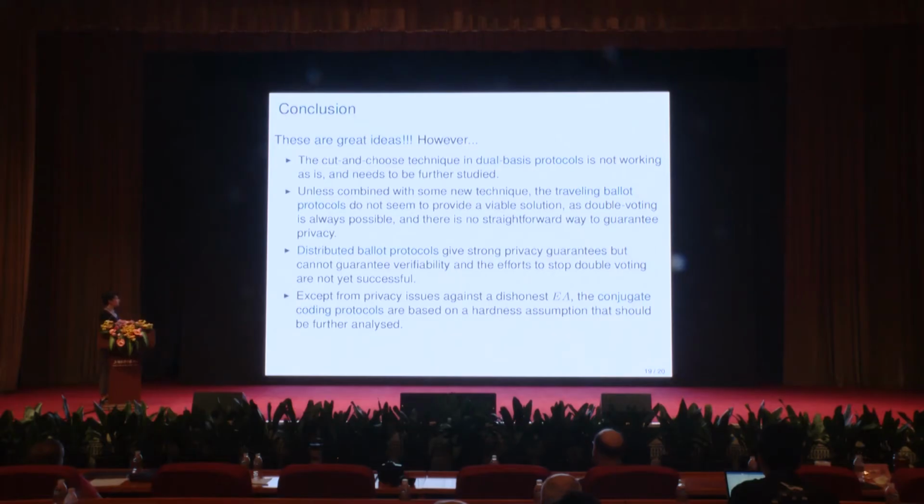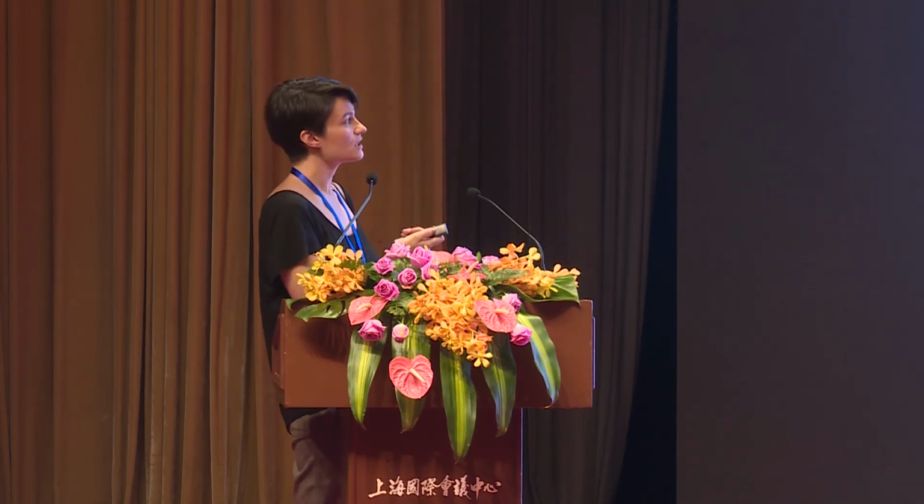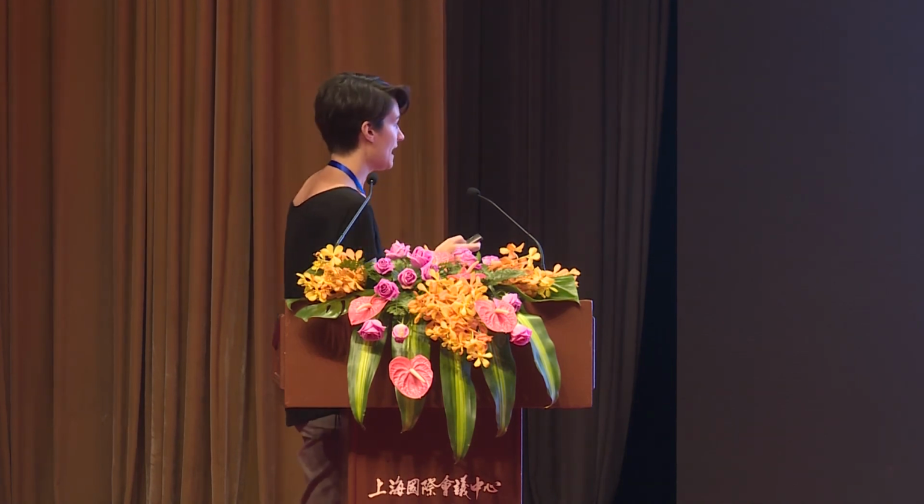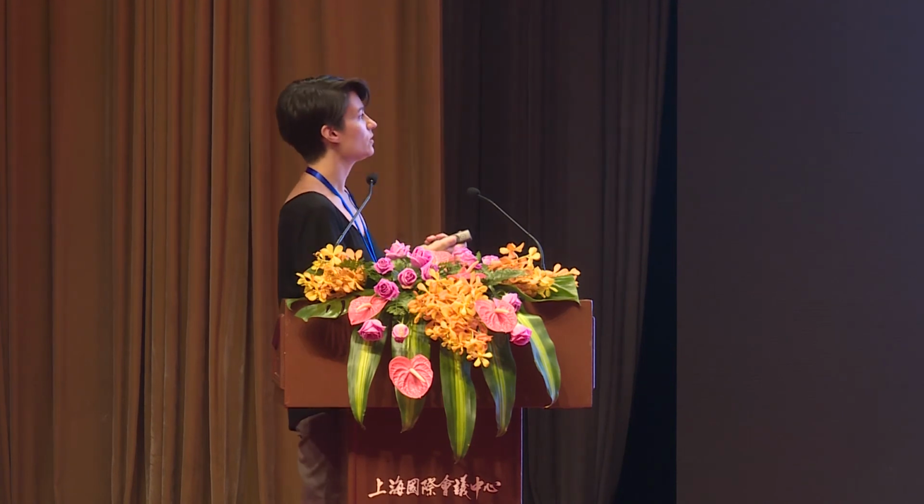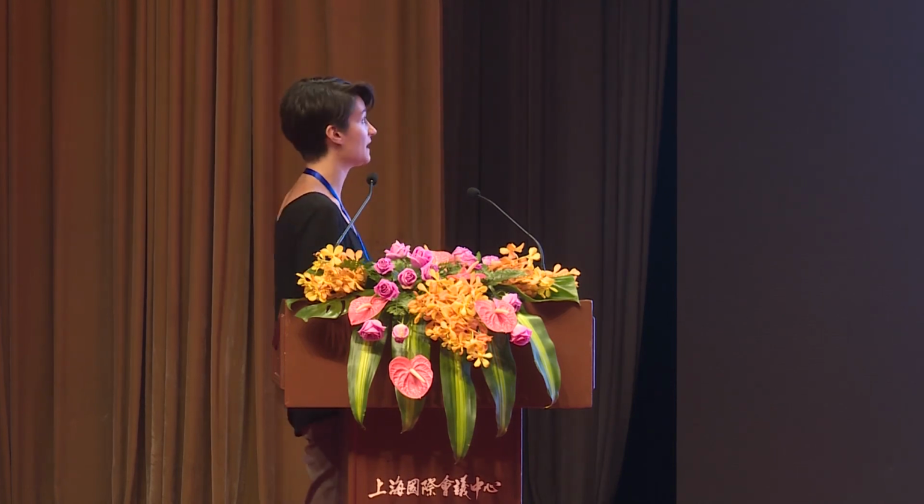Concerning distributed ballot protocols, they seem like a very good candidate. They provide strong privacy guarantees, but still we don't have any verifiability. Verifiability is probably the last thing that we would like to have, since we usually assume that our election authorities or the tellers are honest or at least semi-honest. But the efforts to stop double voting have not yet been successful. And at the end, these conjugate coding protocols, apart from the privacy issues that they have, are also based on a hardness assumption that should probably be further analyzed.